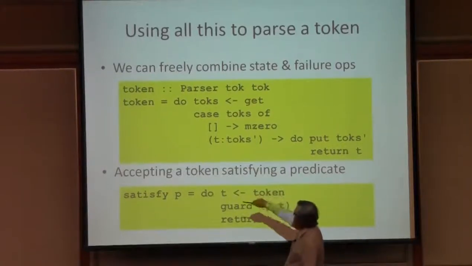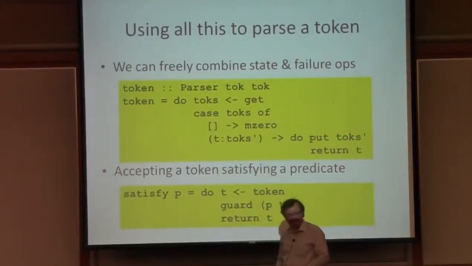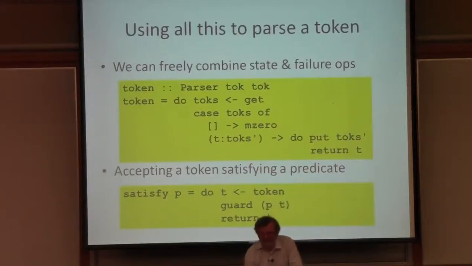So here, for example, is a function for parsing one token. Remember, the input is a list of tokens, and it's in the state. So let me just get the input. It's a list of tokens. Let me inspect them. Oh, what if there is no token in the input? Well, then parsing should fail, right? So I can just use M0 to represent that. What if I find a token and the rest of the input, tox prime? Well, then I need to consume the token by updating the input, and then I can just return the token that I parsed.